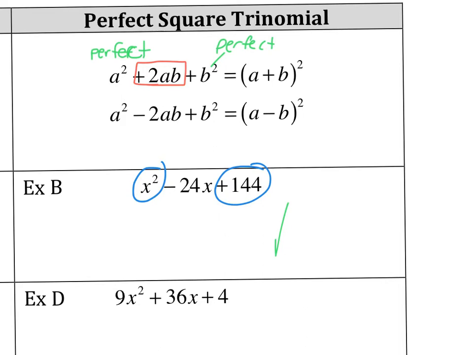So how to do this one? Well, it's merely a matter of square rooting this, square rooting the last one, and whatever symbol is right there, just bring it down. And when I say square root, I messed up. That should be a square root there.